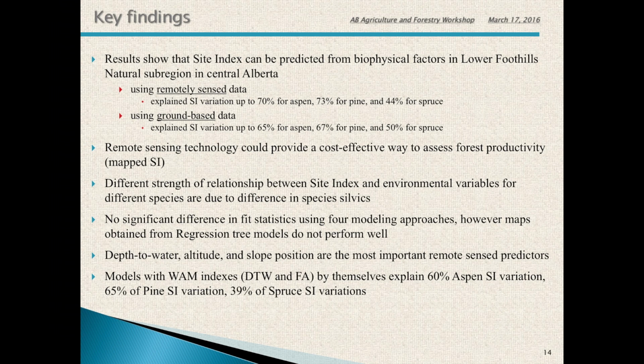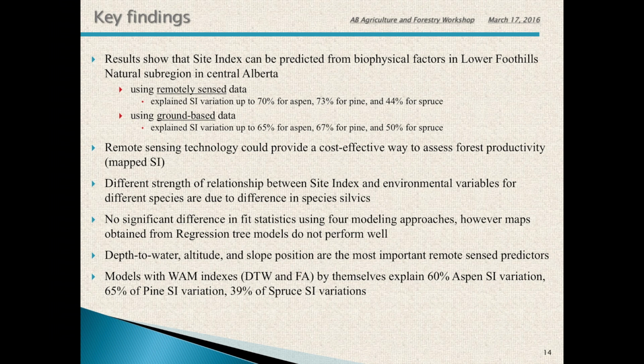However, remote sensing technology could provide a cost-effective way to assess forest productivity, and mapped site index is one additional benefit of it. We found different strength of relationship between site index and environmental variables, and that comes from different species responding differently to site characteristics. Also, we found no significant difference in fit statistics using different statistical methods. However, maps obtained from regression tree models do not perform well.